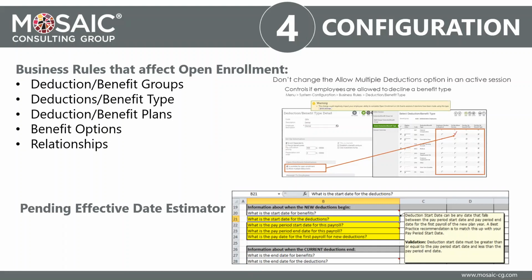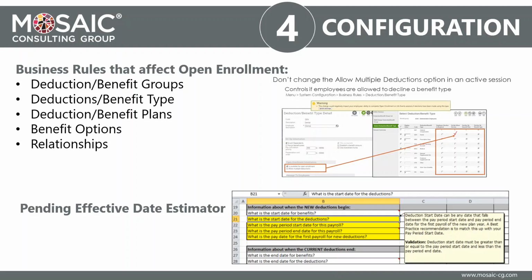So this date, due to the nature of the date and exactly how much it affects, once the pending effective date is configured in open enrollment, any changes to that date will erase the contents of the session, which of course means that the entire session will need to be reconfigured. So make sure you follow the recommended range for the pending effective date, which will be noted on the estimator.